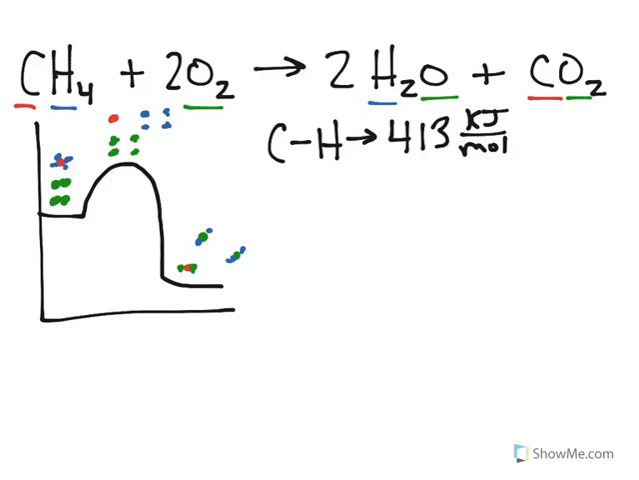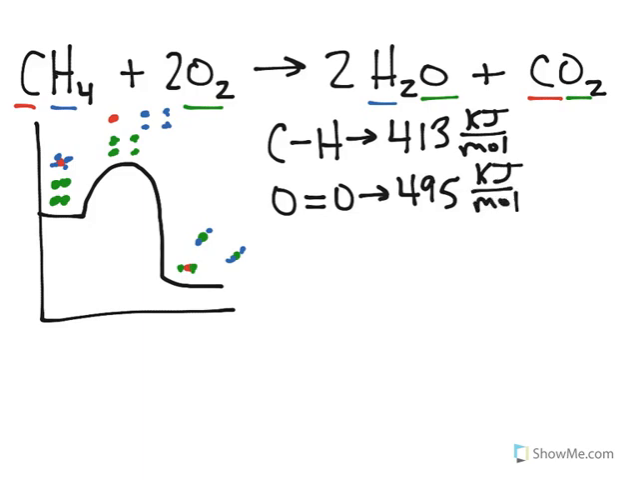Now we need to be careful here. This diatomic oxygen is actually double bonded, so we're not breaking an O single bond, we're breaking an O=O double bond, and we know it's more difficult to break a double bond than it is to break a single bond. Well, that bond enthalpy is 495 kilojoules per mole.